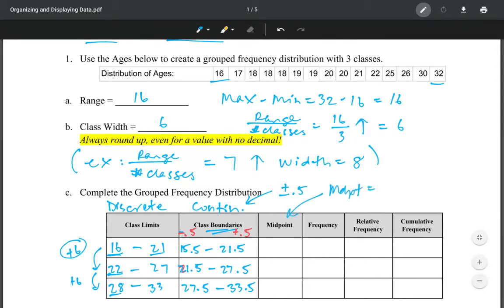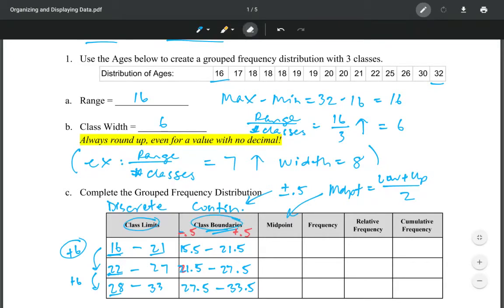Next is midpoints. To get the midpoint, MDPT, I'm going to take the lower limit plus the upper limit and divide it by 2. So I'm averaging those. The lower plus the upper divided by 2. And it doesn't matter if you use limits or boundaries.